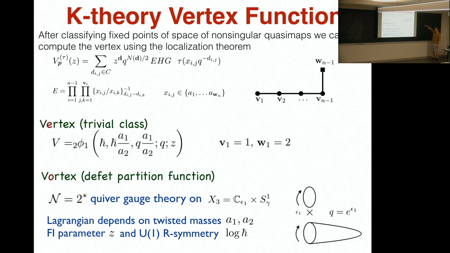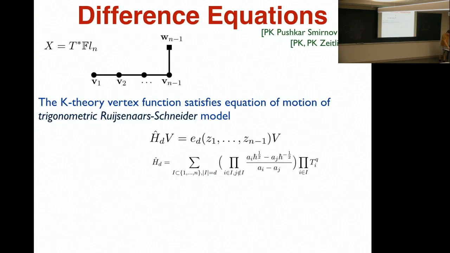with two fundamental hypermultiplets of masses which are related to A1 and A2, and the H bar, or rather log of H bar, plays a role of some R symmetry fugacity. So it's what you call an N equals 2 star theory in three dimensions, which has four supercharges. Good.